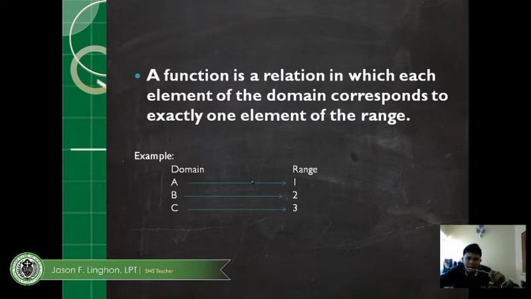But if an element has another partner, so it has two partners. For example, 1 is the partner of A, and then 1 has another partner, which is B, for example. Here, there are two partners. So in that situation, automatically, that is not a function. But if it has only one partner, that is a function.